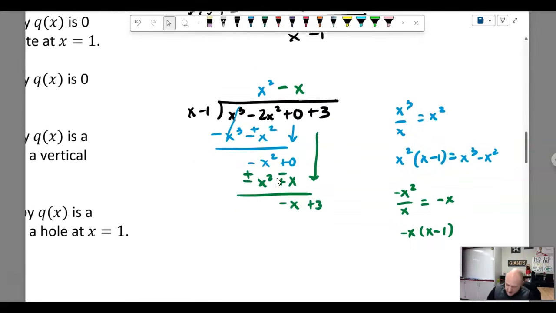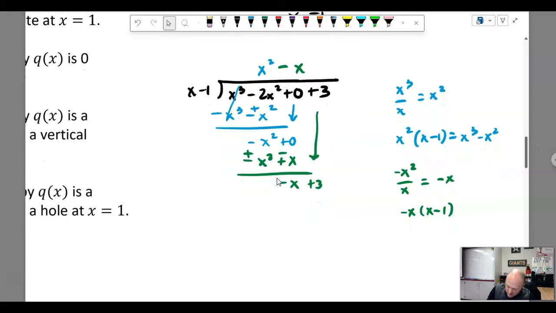One more time, we have negative x divided by the leading term of our divisor, x, which gives me negative 1. So minus 1. We'll distribute, I get negative x plus 1, and that doesn't look like it's going to cancel out. Change signs, I get a remainder of 2.